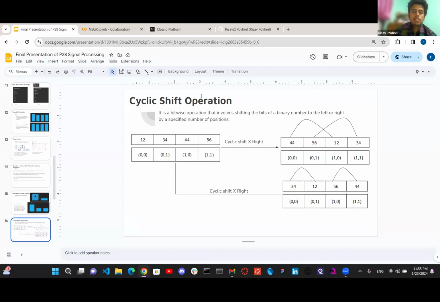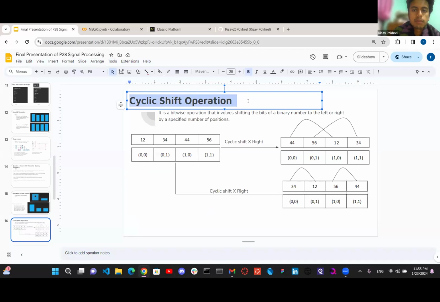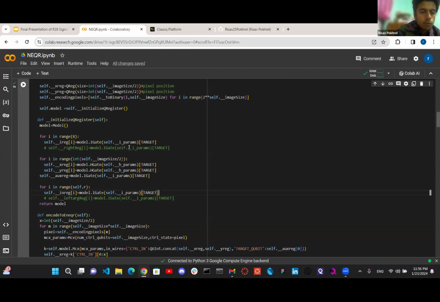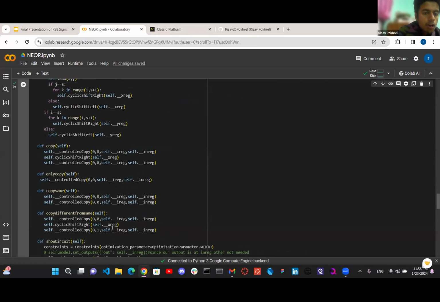Simulation. Cyclic shift operation is one of the most needed operations in this project. It is a bitwise operation that involves shifting the bits of a binary number to the left or the right by a specified number of positions. If this is the image and we do the cyclic shift right, then this pixel position will shift to the right, and if it's at the end, it will be rotated to the starting position, which is shown here. Similarly for cyclic shift left, sorry for the typo. I will show this demo also.